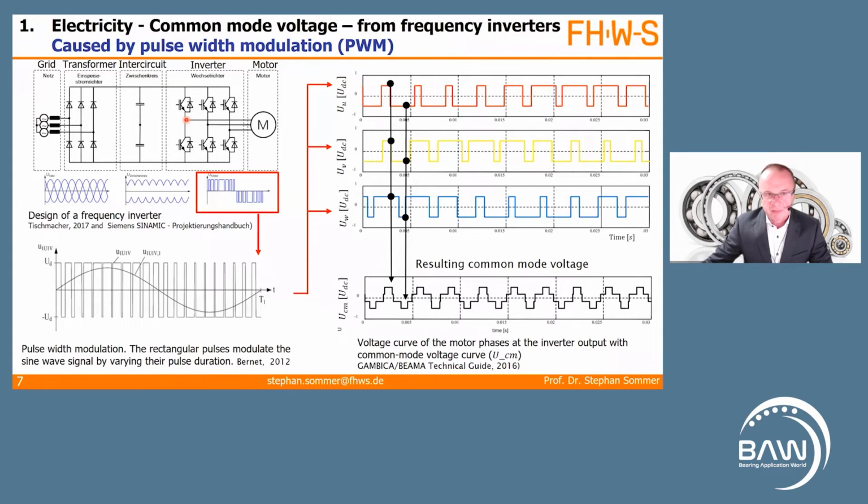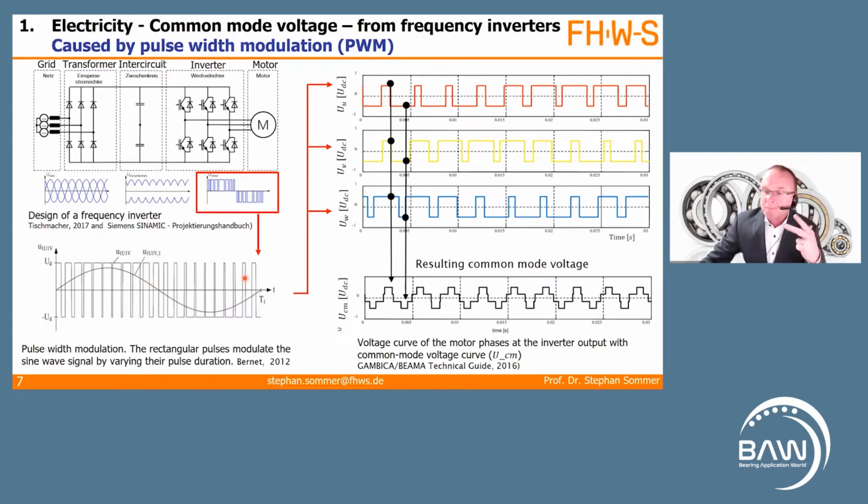In the inverter, the IGBTs, those are these funny things here, insulated gate bipolar transistors. You may have heard of that. Together they perform the pulse width modulation. And these rectangular pulses modulate the sine wave signal by varying their pulse duration. But the output is not a perfect sine signal, but rectangular pulses.